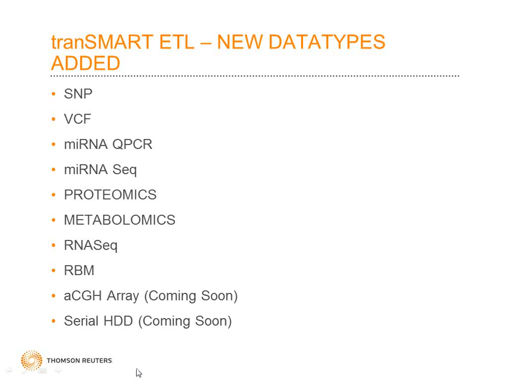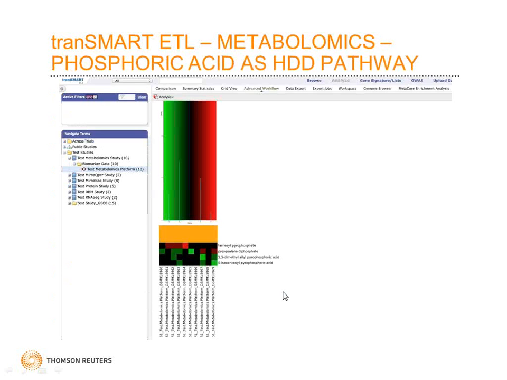We added support for new data types, and this is working. We have SNP, VCF, miRNA, qPCR, miRNA-seq, proteomics, metabolomics, RNA-seq, RBM, and coming soon will be aCGH array and serial high-dimensional data. For all of these types, we have test data available in a subdirectory called fixtures that one could use.